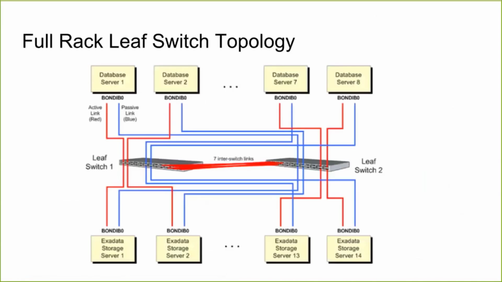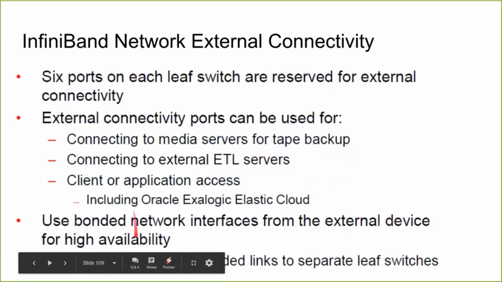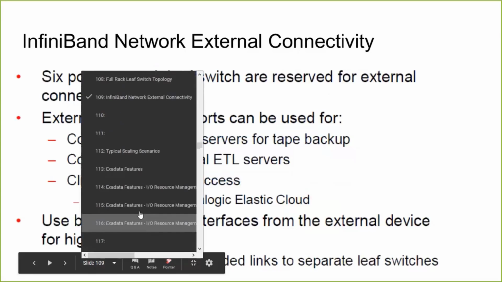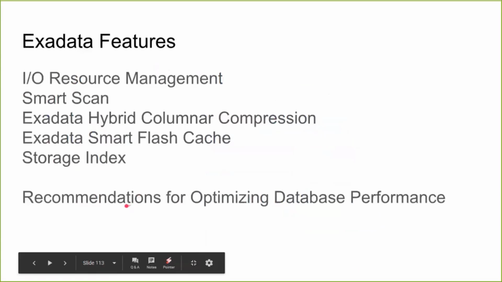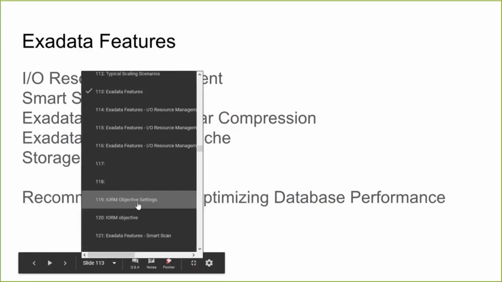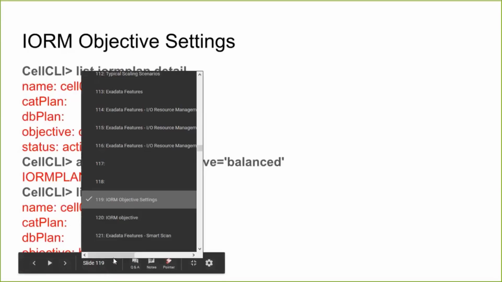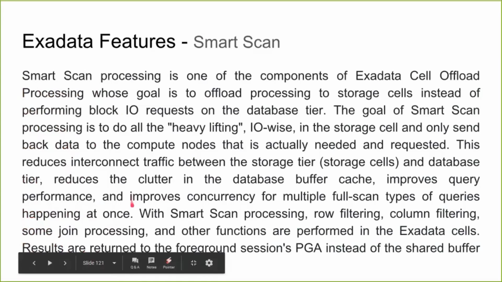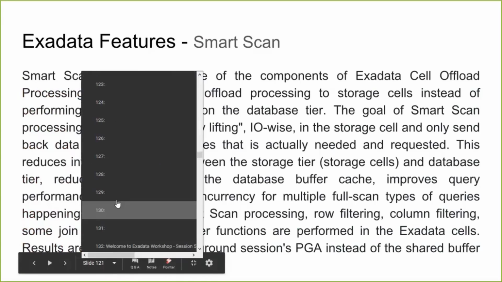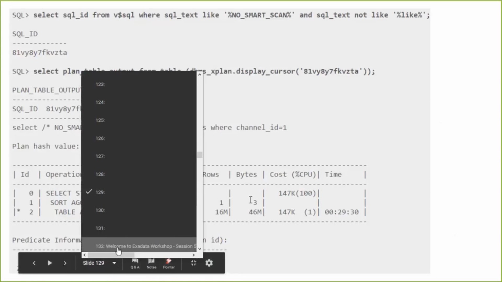Okay, so what exactly happens through InfiniBand network switches, the switch topology, understanding the switch topologies. Then Exadata features. We're going to see some other features, and we'll be seeing IORM, the resource management, Smart Scan, how Smart Scan is used, and then a couple of slide labs, and then plus also we will be going through the actual labs as well.